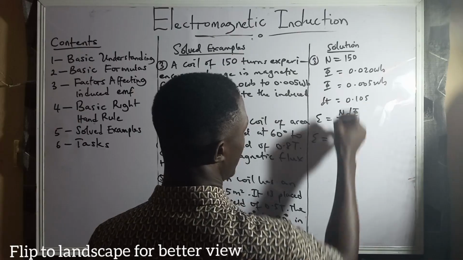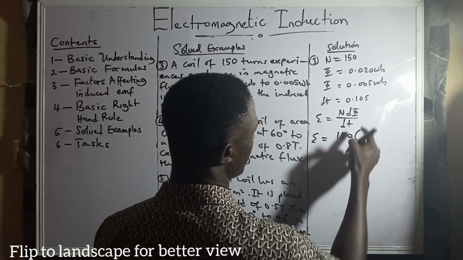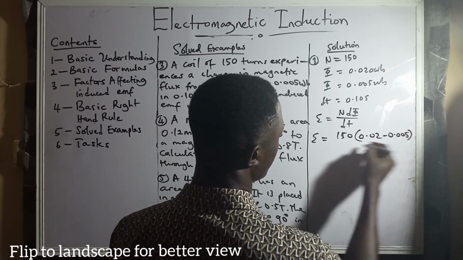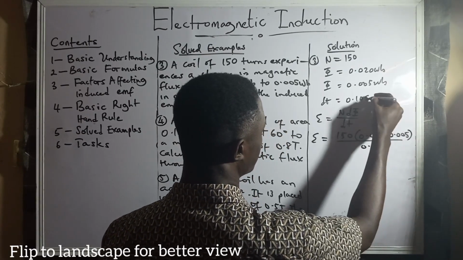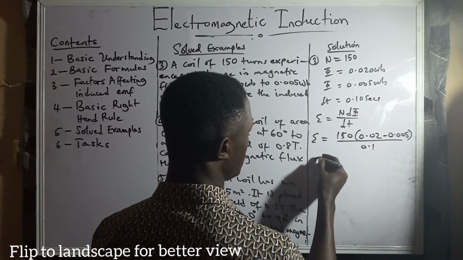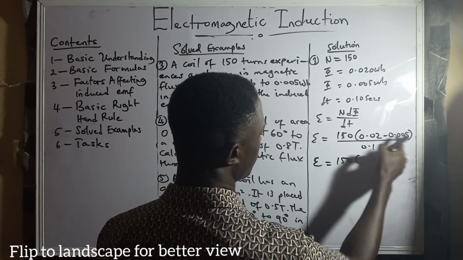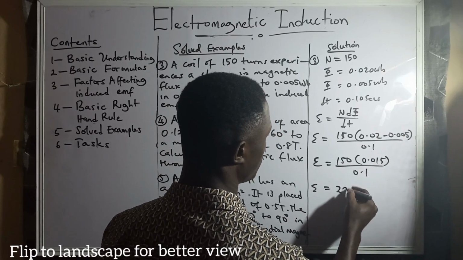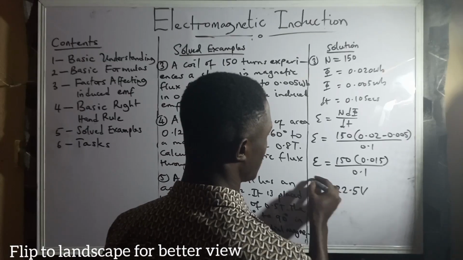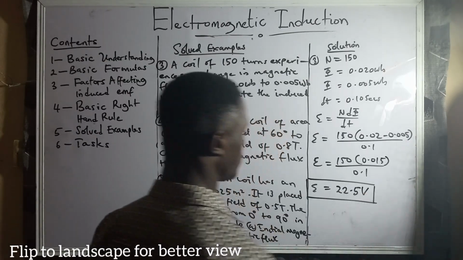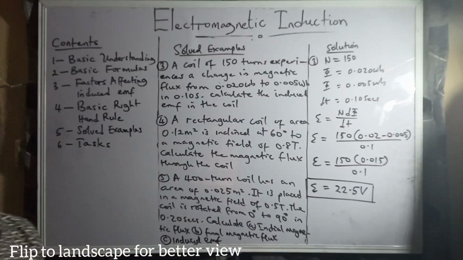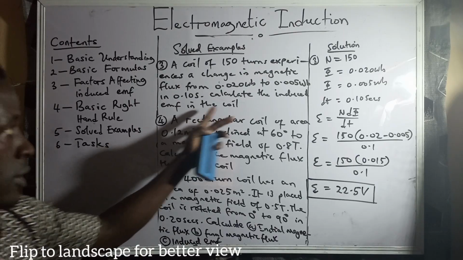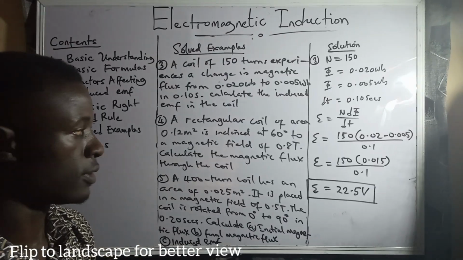E is equal to, our N is 150, open bracket, you subtract 0.02 minus 0.005, all over 0.1 seconds. Then E is equal to 150 times 0.015 all over 0.1, and your answer will be 22.5 volts. So that is your answer for this particular question, 22.5 volts. You can pause this video and read the question again, check the parameters and check how we solved it. So that is number 3.